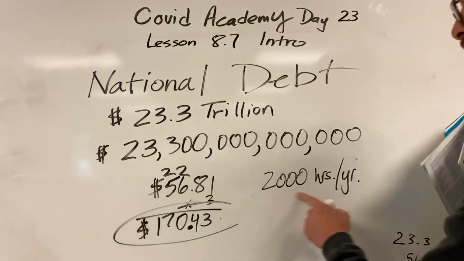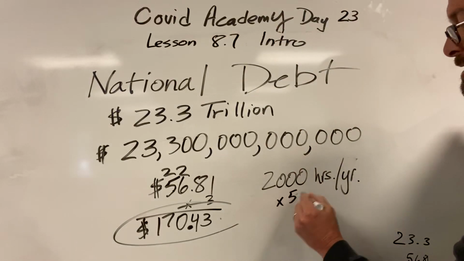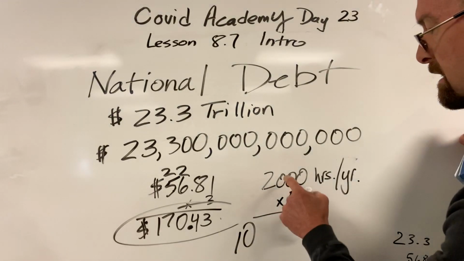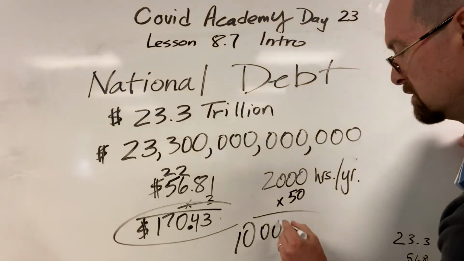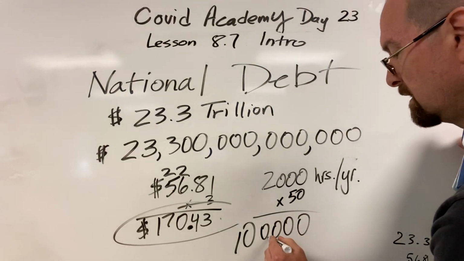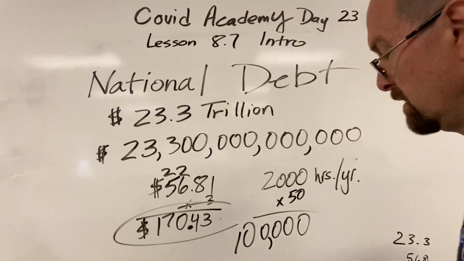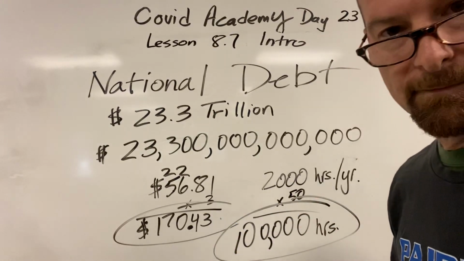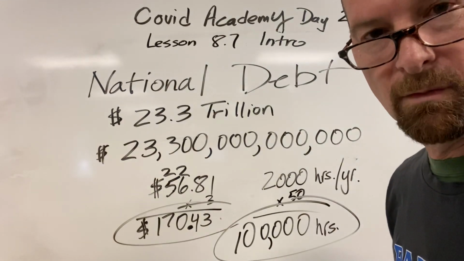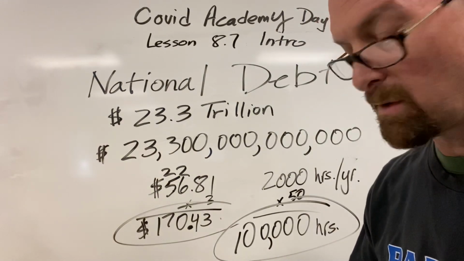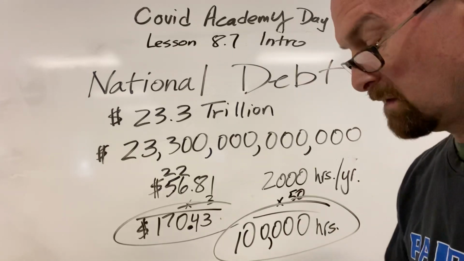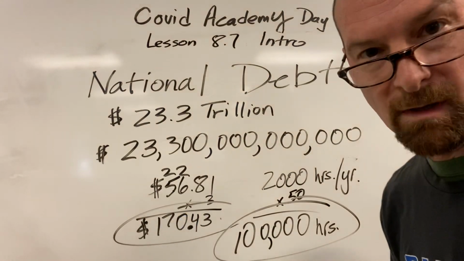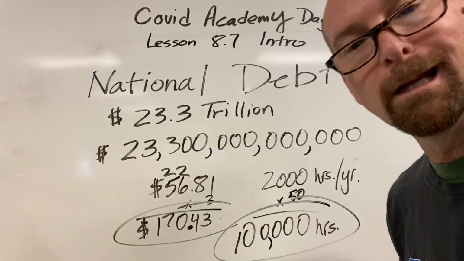So let's do 2,000 hours times 50. You're like, man, I don't want to do that. So good, don't. Just do 5 times 2 is 10, and add 1, 2, 3, 4 zeros. Put it in there. And that's our number. 100,000 hours. Put that in for box number 3. 100,000 hours is what we're going to assume is the number of hours a typical person works in a lifetime. So I've given you all the information you need now to do the rest of page 298. So do that and look at the next video.